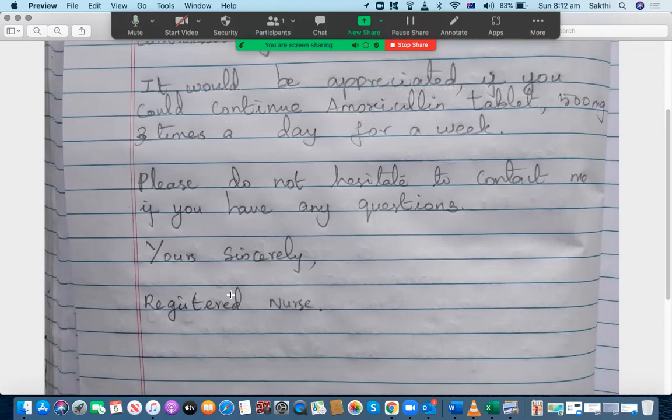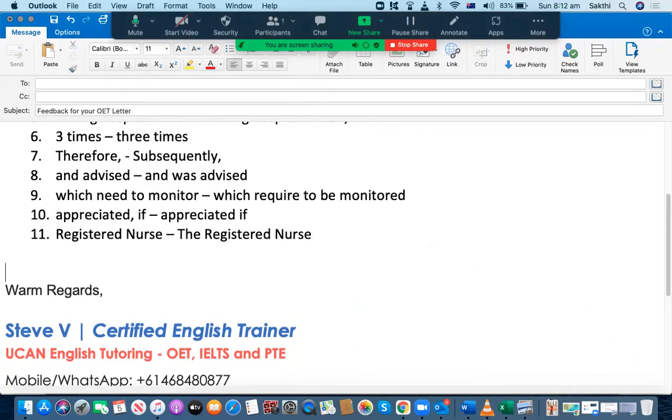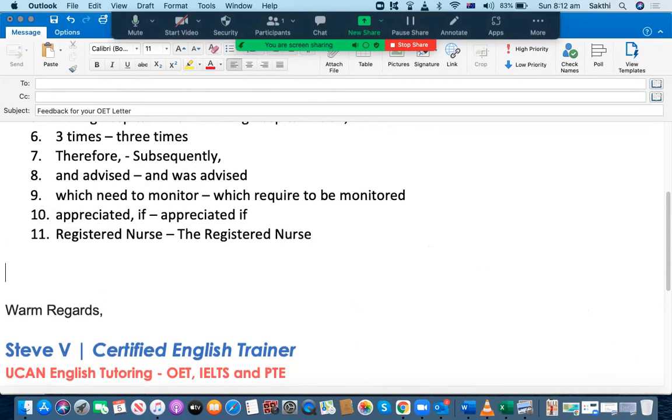Okay, that's fine. Please do not hesitate to contact me if you have any questions. Yours sincerely, comma, registered nurse. So that's fine. Underneath, it is better to use the registered nurse, because your name hasn't been given here, so it's better to write down the registered nurse. But apart from that, it's not that bad. You have included everything else. I'm very happy with that.